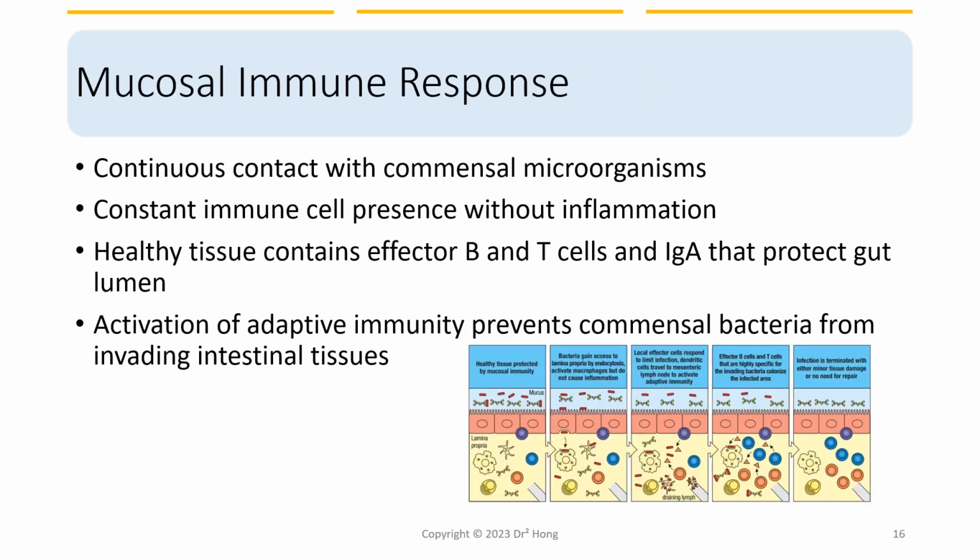But in contrast, the constant presence of commensal microorganisms in the intestinal lumen epithelium does not cause inflammation. Even when commensal bacteria are endocytosed and gain access to the lamina propria, there is still no inflammation under healthy conditions. This is because effector B and T cells and IgA are there to maintain the balance and prevent commensal bacteria from invading deeper into the intestinal tissues. So the key here is that there is no inflammation in the mucosal immune response.